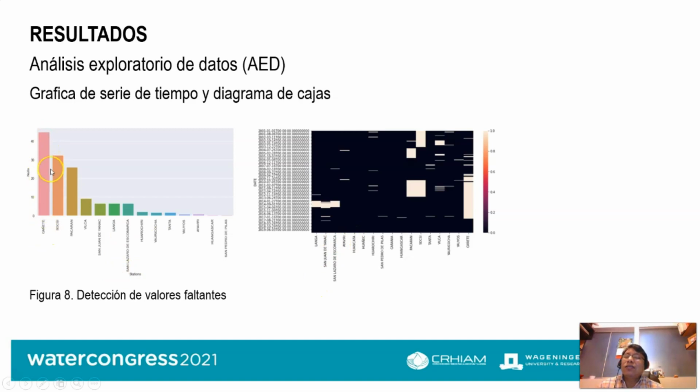So here, Cañete is the one that has the largest amount of missing data, and the one with the least amount of missing data is San Pedro de Pilas. And here we can see a daily snapshot, this is Cañete. The light colors are the missing data, and what's dark or black is the data that exists.